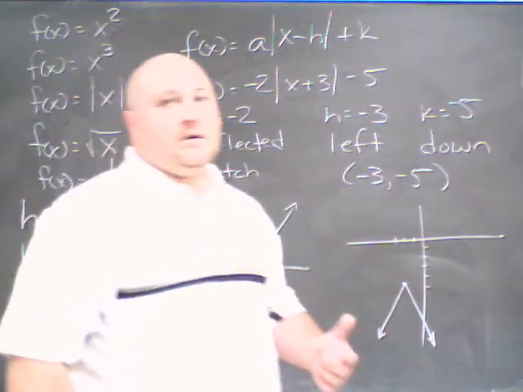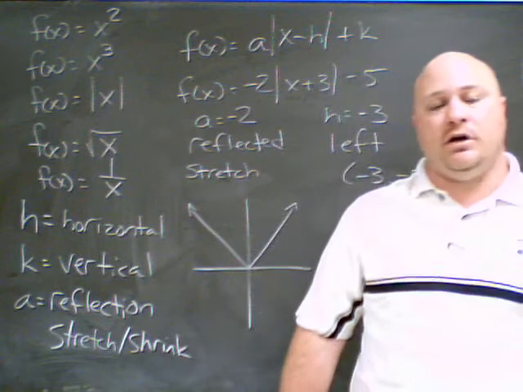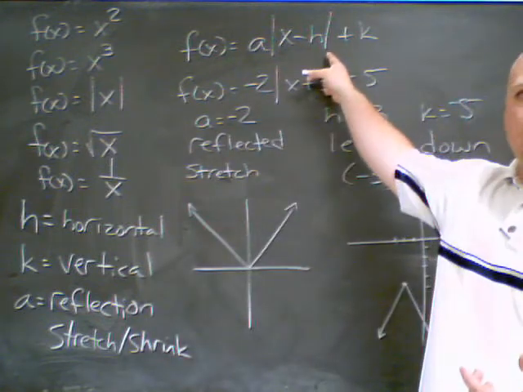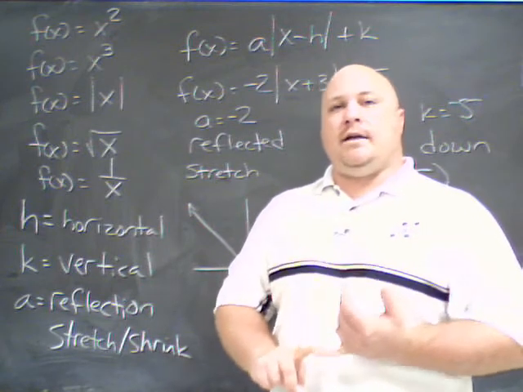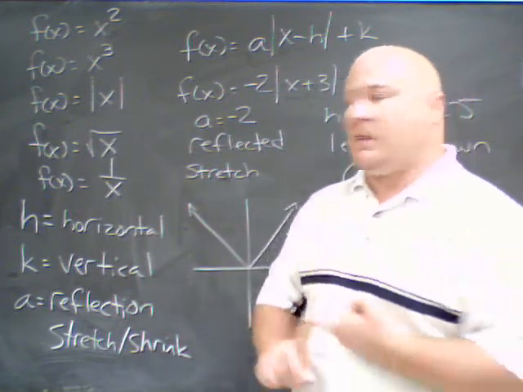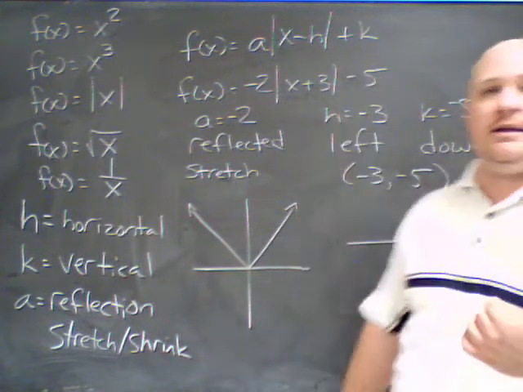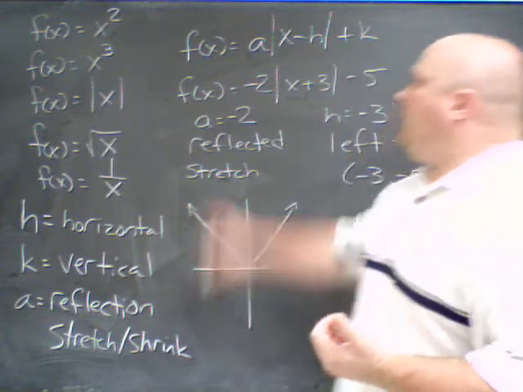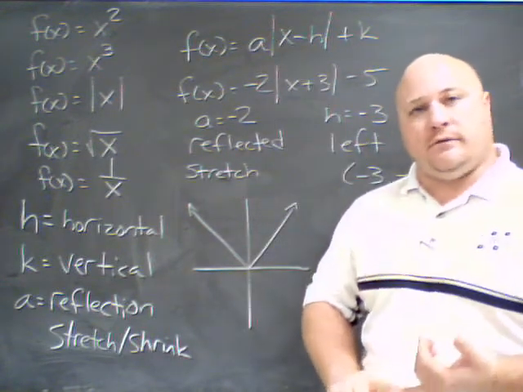No matter what function you are actually looking at, and you guys should have these in your notes, all these generic functions like this, h is going to move it side to side. It'll move it either left or right, depending on whether it's negative or positive. It will move it up or down based on k, whether it is negative or positive. The value of a will tell you if it stretches or shrinks, or if it's reflected.